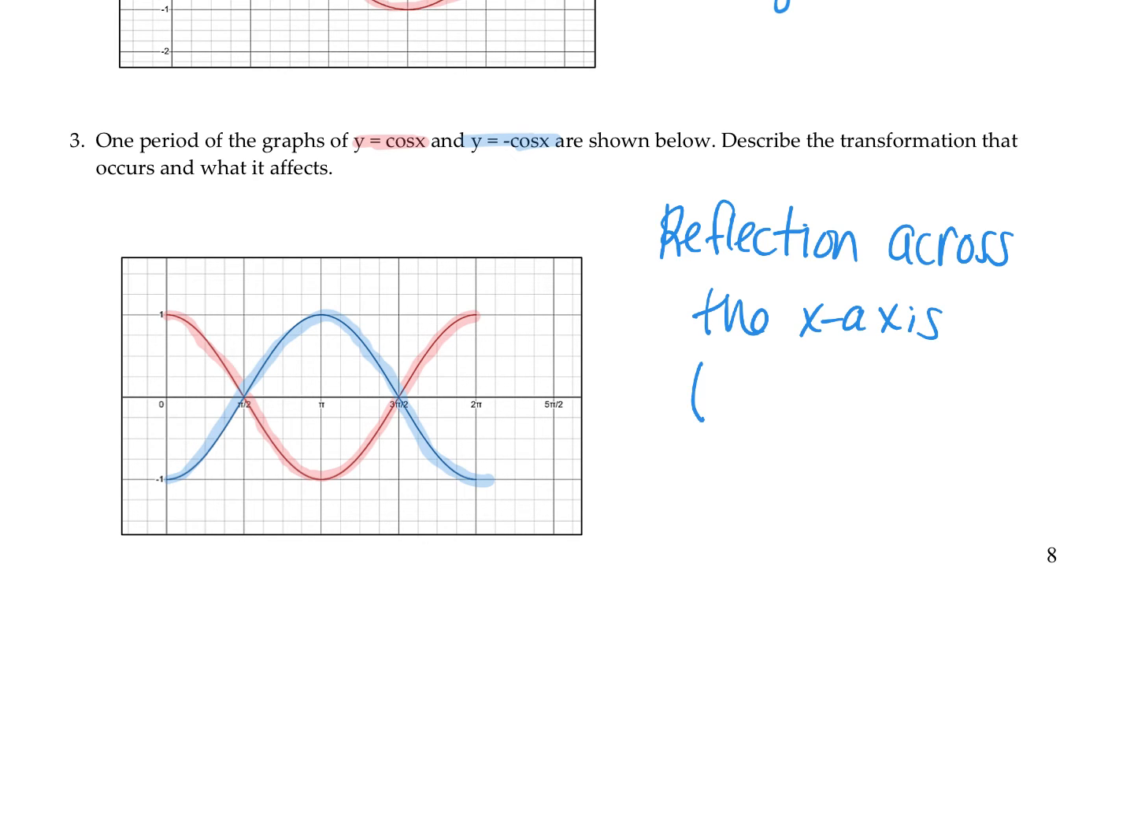But in general, if we have a shift, it's going to be across the sinusoidal axis. So wherever that middle part is, we're going to reflect over that line.